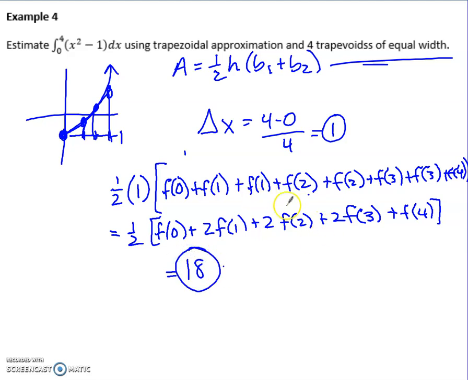Again, you're welcome to do this on the calculator, because f of 0, you'd plug it in, 0 squared minus 1, that'd be a negative 1. This is 2 times f of 1, you'd plug in 1, you'd get 0. So again, you're welcome to be using your calculators for those, but you can do them by hand.